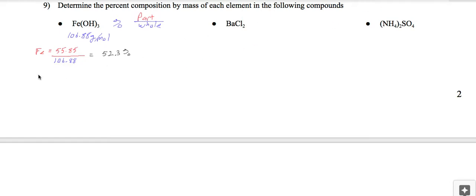Now I can do the same thing with the oxygens. Oxygen is going to be 48, because each oxygen is 16 and there's 3 of them. We divide that by 106.88, and that gets us a value of almost 45. All right, and then we can do our last one. Our part is going to be hydrogen this time. It's going to be 3. We divide that by the whole.